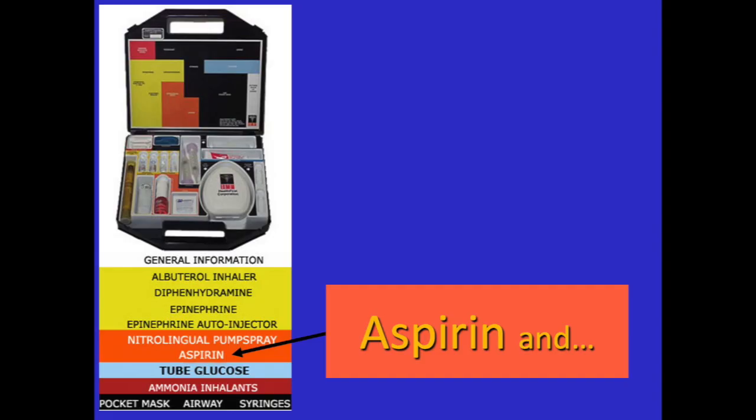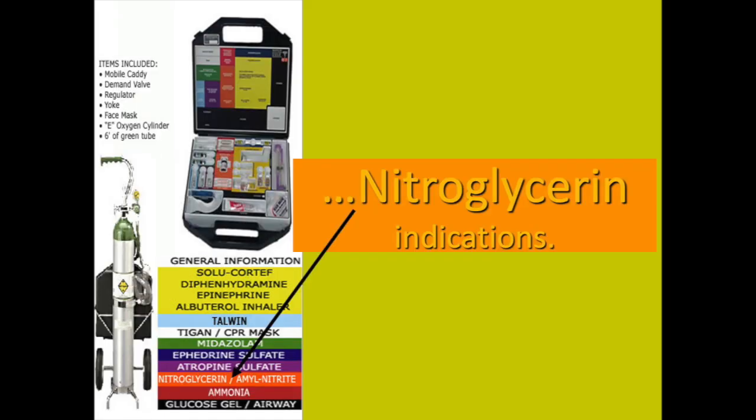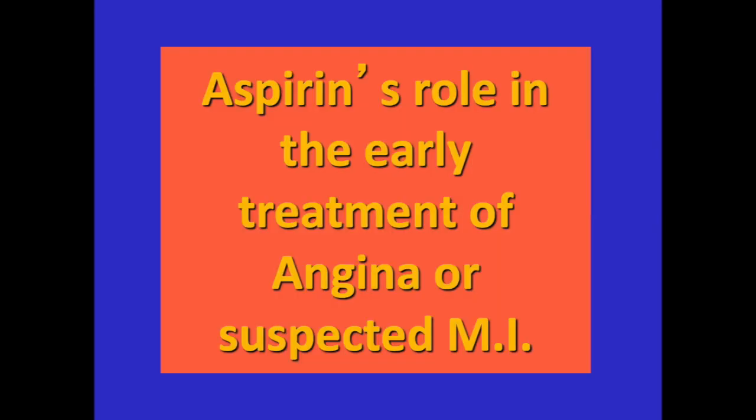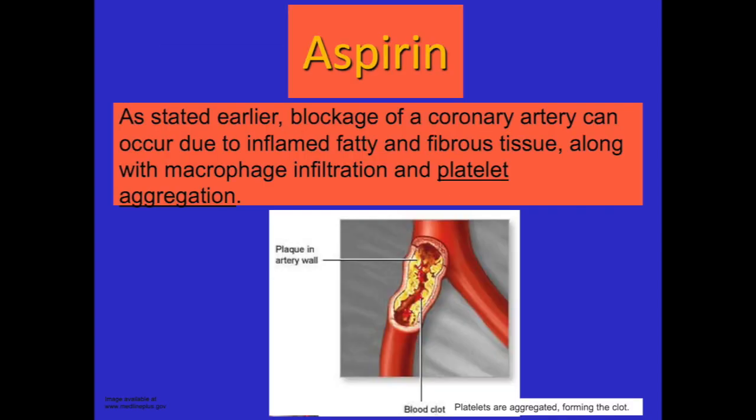So let's talk about aspirin and nitroglycerin. Notice that they're in your proprietary emergency drug kit, but that's something that you can have in your custom kit that you've created for your office. Aspirin's sole role in the early treatment of angina or suspected myocardial infarction is that, as we talked about, there's going to be plaque buildup that's going to cause stagnated blood in the coronary artery.